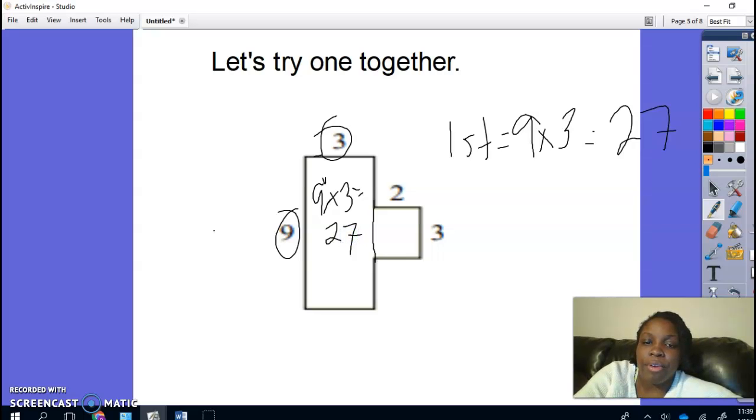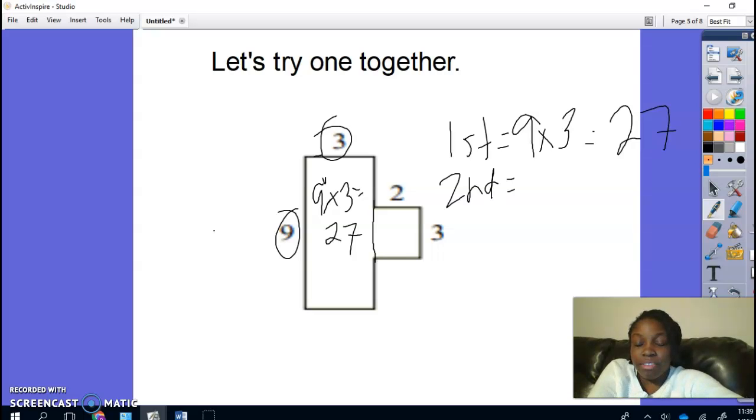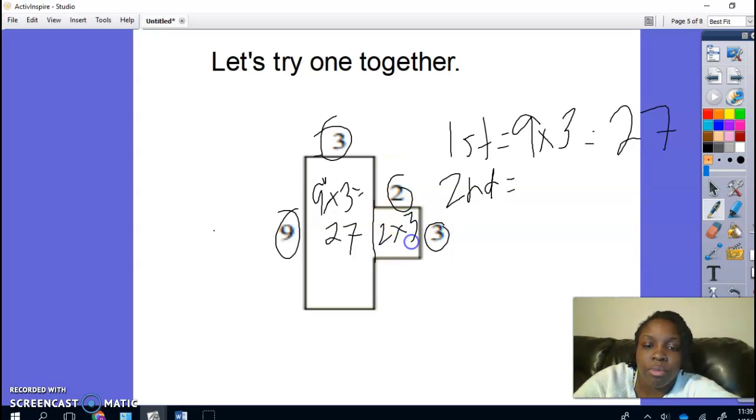And now I have to find the area of my second rectangle. Excuse me, y'all. So the area of my second rectangle is my length and my width, 2 and 3. So I'm going to do 2 times 3, which equals 6. So 2 times 3 equals 6.